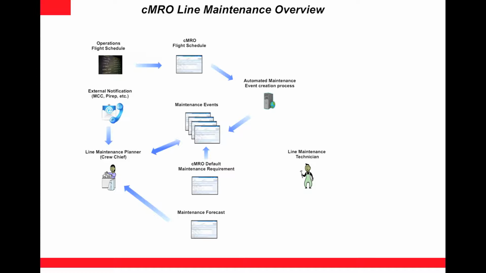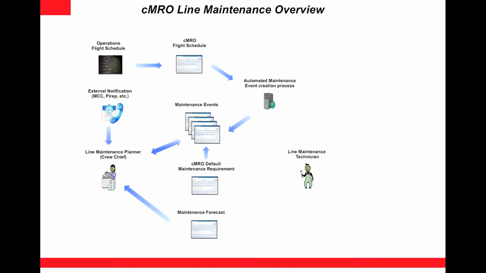Another way to start the line maintenance process is with a notification, for instance coming from the maintenance control center or any other party or system. In this case, the line maintenance planner will also use the planning workbench and either create a new maintenance event or place the request into an existing visit.